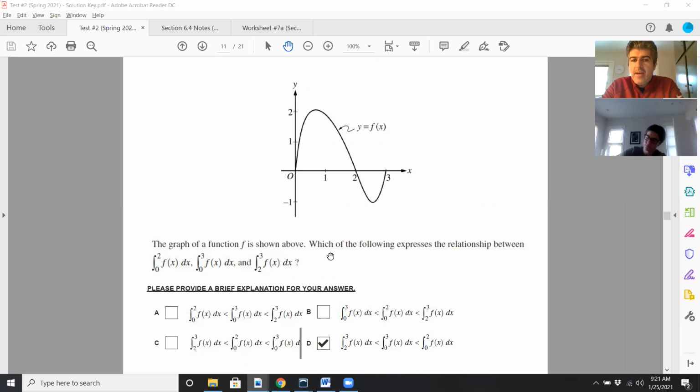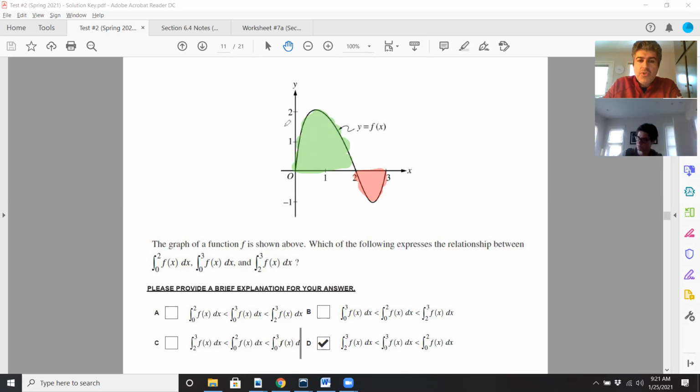As you can see here, we have a curve, and we have three integrals: from 0 to 2, 0 to 3, and 2 to 3. So let me get my annotate feature out. If I were to simply highlight anything above the x-axis as green, and anything below the x-axis as red, you see that this is positive area and that's negative area.